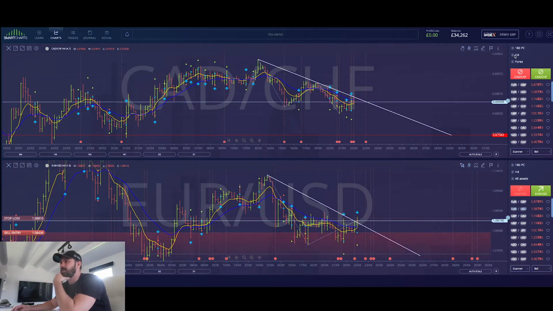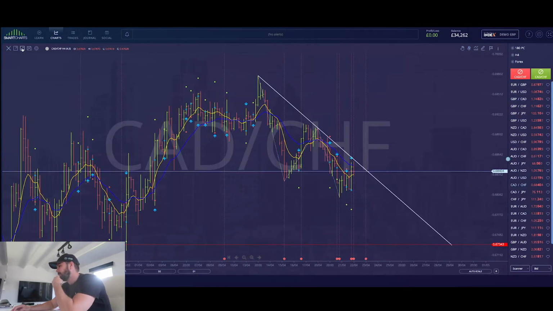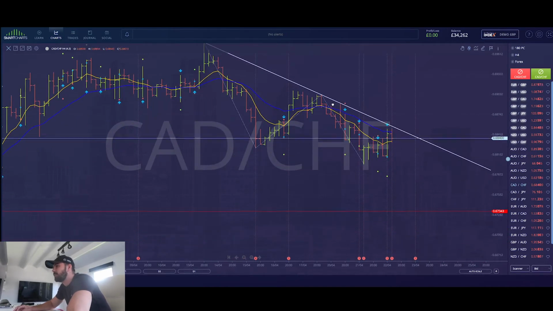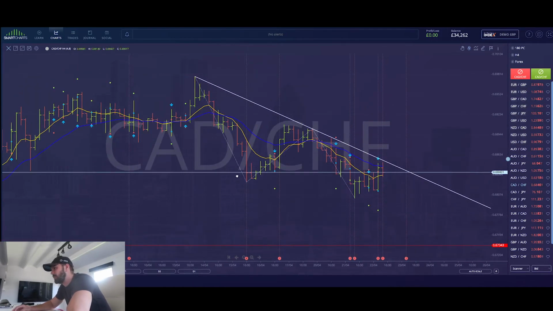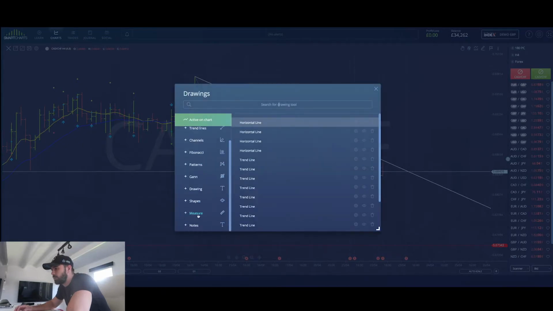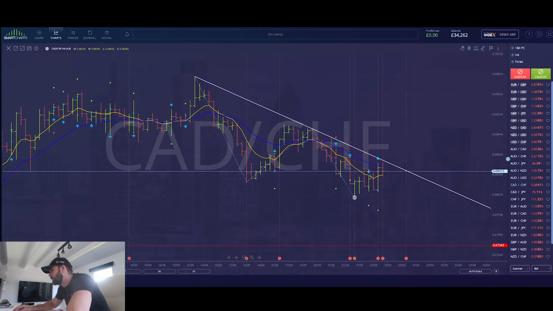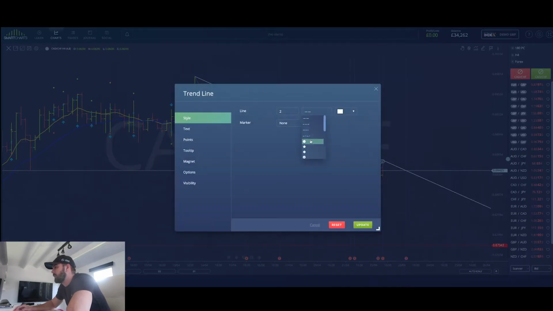So let me just expand this so you can see it a little bit better. There we go. That makes it a lot easier, doesn't it? Right, so let's just zoom in, drag it in the middle. Right, so as I was saying, you've got the phase 1 move, you've got the phase 2, you've got the phase 1, and it's gone back up to phase 2, so let's just draw that in there. Just so I can show you guys the drawing tools of what I've been using. Trend lines. Let's just change the colour of that to dark so it matches everything.